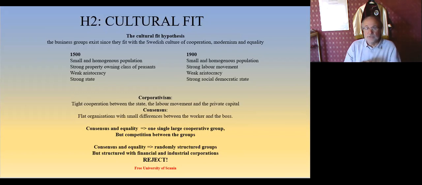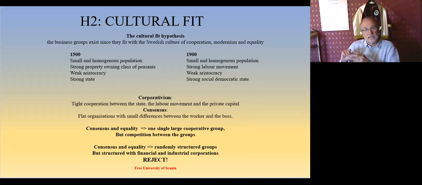So, what is the story of Sweden? Well, look at Sweden, 1500. Sweden was organized as a state in 1521 by Gustav Vasa. So, at the beginning of 1500, Sweden was characterized by having a very small and extremely homogeneous population. It was characterized by having a very strong property-owning class, not of aristocracy, but of peasants.